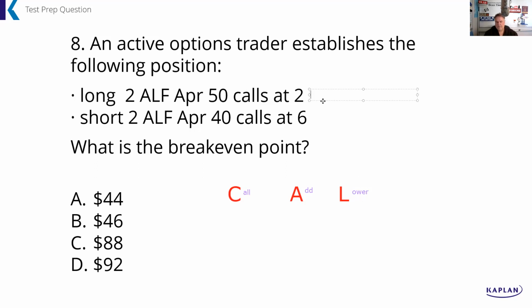the net premium, which in this case, this is money out and this is money in. So this is a 4-point credit spread. So we're going to get 40 plus 4, and we get our breakeven of 44.